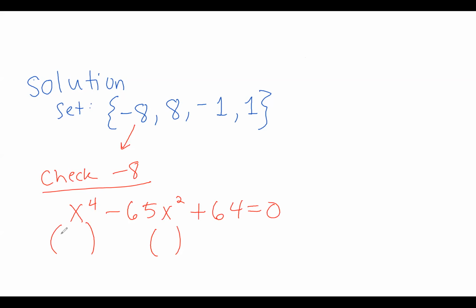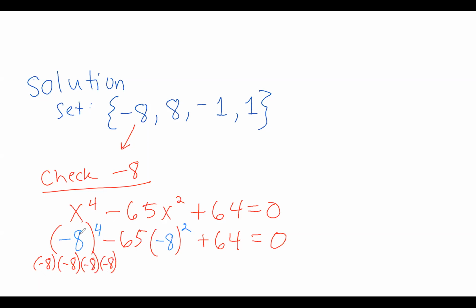Oh boy, okay, so my first term is negative 8 in parentheses to the 4th. Okay, and next we have minus 65, and then in parentheses, instead of x squared, now we have negative 8 squared, and then plus 64 equals 0. Okay, everybody, let's use our calculators to help us along here. So negative 8 to the 4th, remember that means you're doing negative times negative times negative times negative. You're writing out that negative 8 4 times. Negative 8, negative 8, negative 8, negative 8.